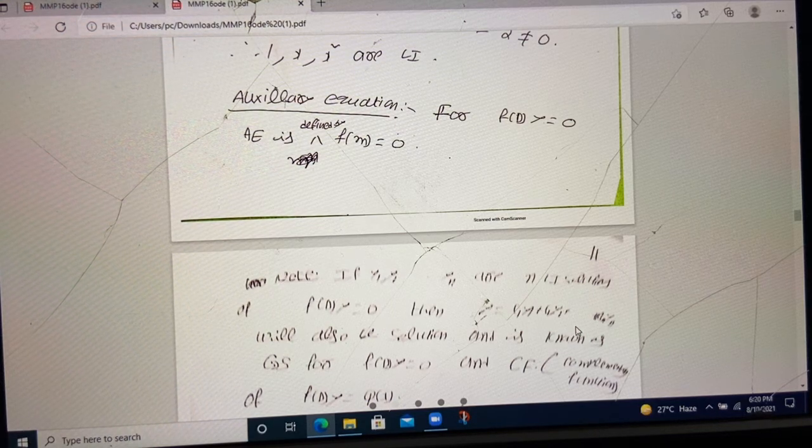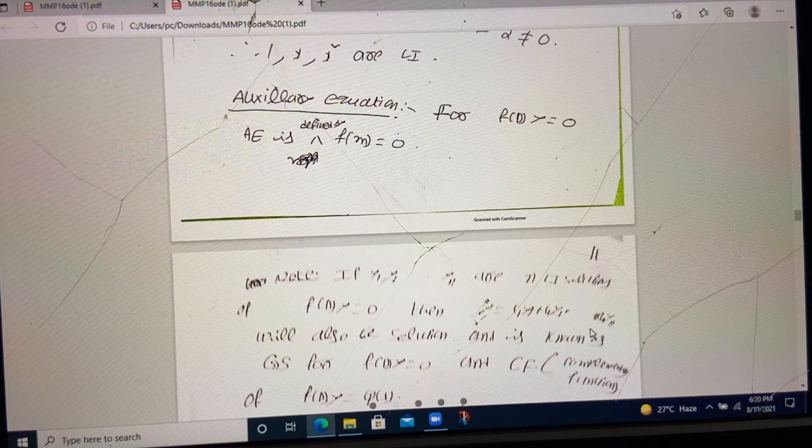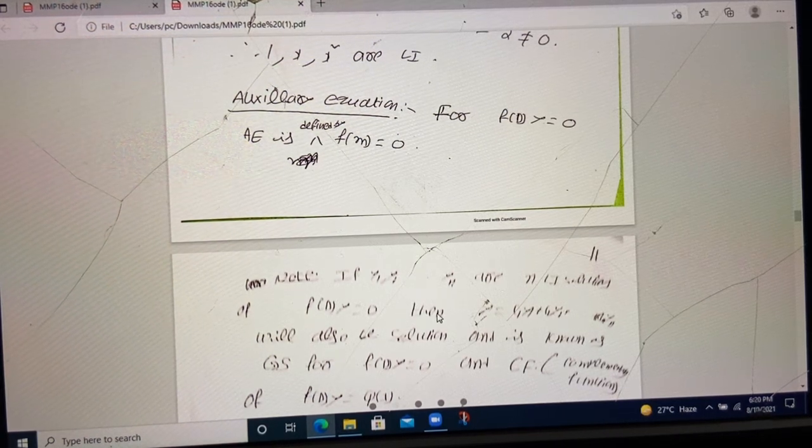So if y1, y2, ..., yn are n linearly independent solutions of this f of D on y equal to 0, then the linear combination is also a solution. Why did we suddenly go for the linear combination? Because if there are n linearly independent solutions, we can take a linear combination. What is a linear combination? One scalar, one vector, one scalar, one vector, and so on, and add them. This is what is called a linear combination. So this linear combination will also be a solution for this.